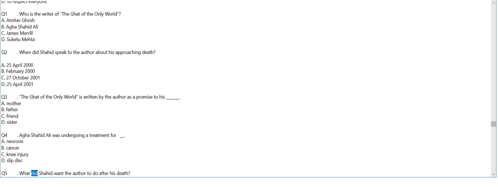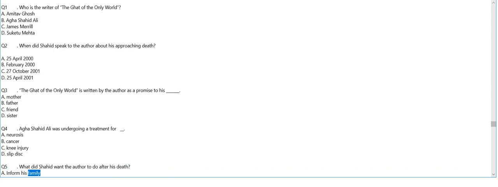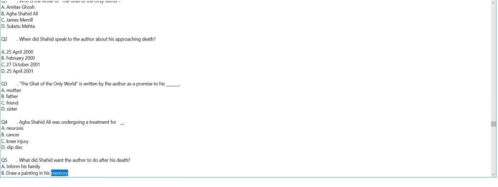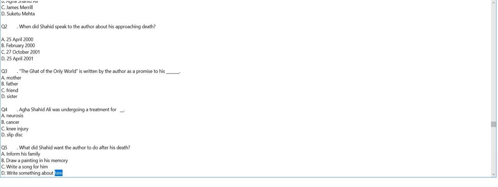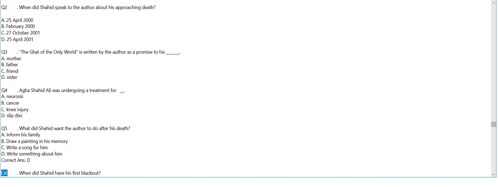Q5. What did Shahid want the author to do after his death? A. Inform his family. B. Draw a painting in his memory. C. Write a song for him. D. Write something about him. Correct answer: D.